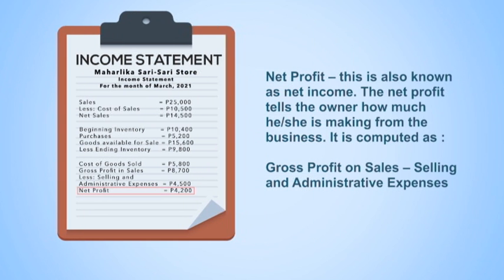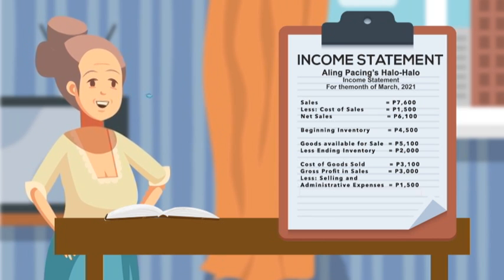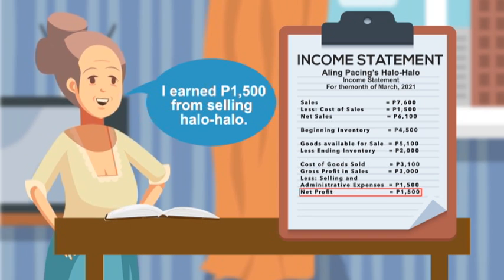Number 11, net profit. This is also known as her net income. The net profit tells the owner how much they are making from the business. It is computed as gross profit on sales minus selling and administrative expenses. Compute for Pasing's net profit for that month. If you came up with 1,500, you are correct.